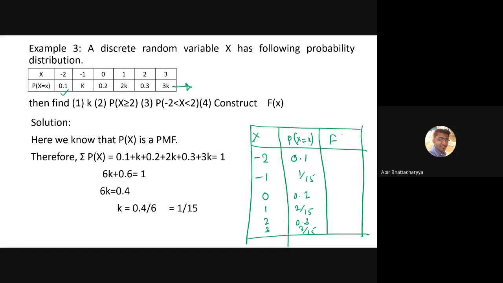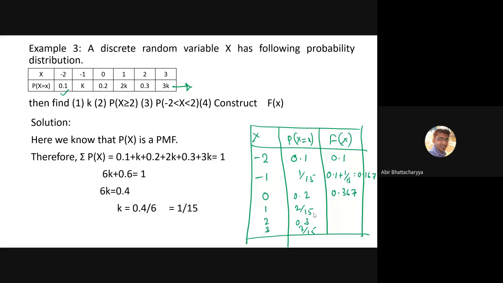So now I'll go for F of x, meaning cumulative. Cumulative is 0.1. Then 0.1 plus 1 by 15. I don't have a calculator. 0.1 plus 1 by 15, what's the answer? 0.166, right? 0.167. Now 0.167 plus 0.2 is 0.367. 0.367 plus 2 by 15.